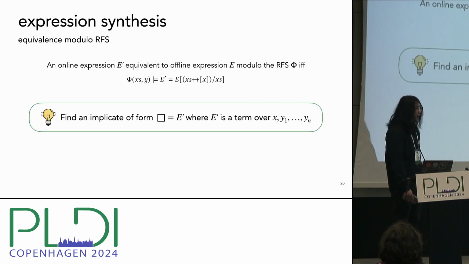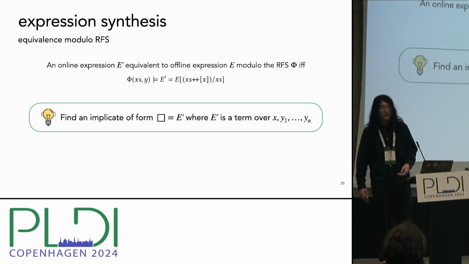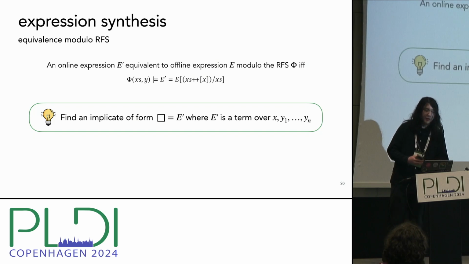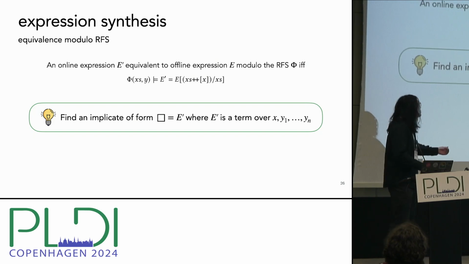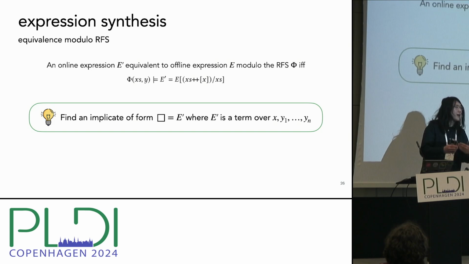The idea behind finding such an E prime is that we can find the implicate of the form some program equal to a term, where the term is over the online parameters.